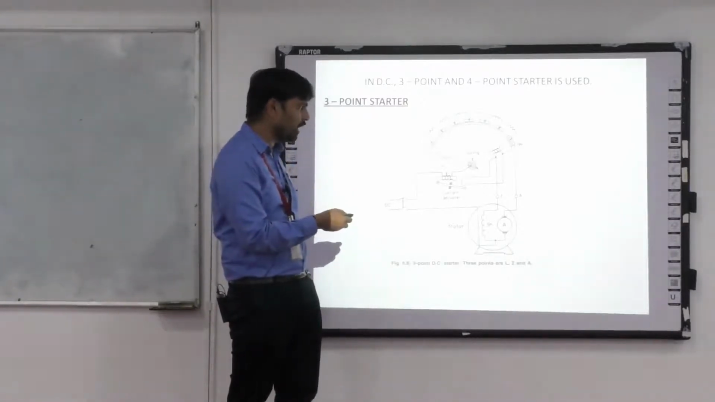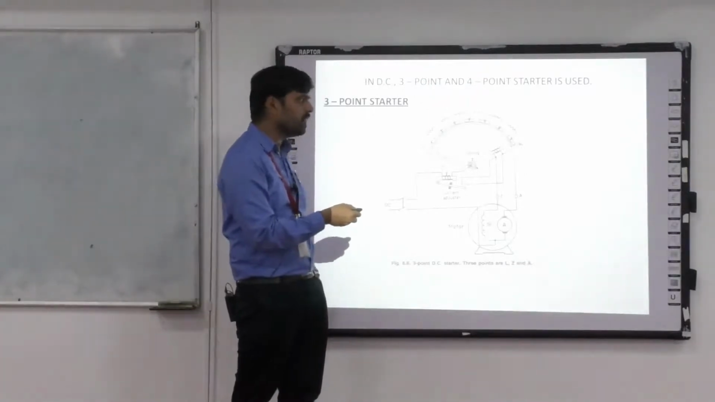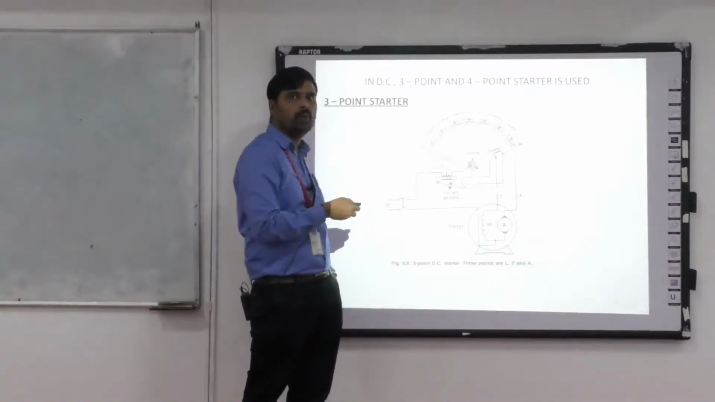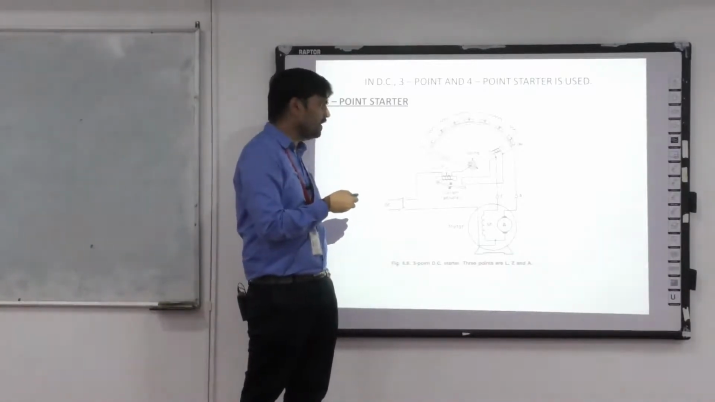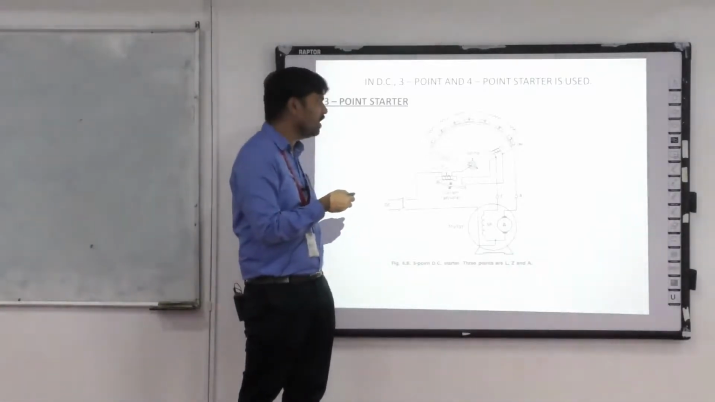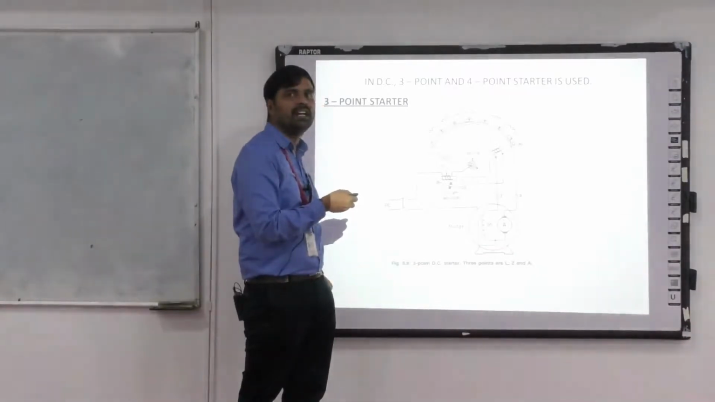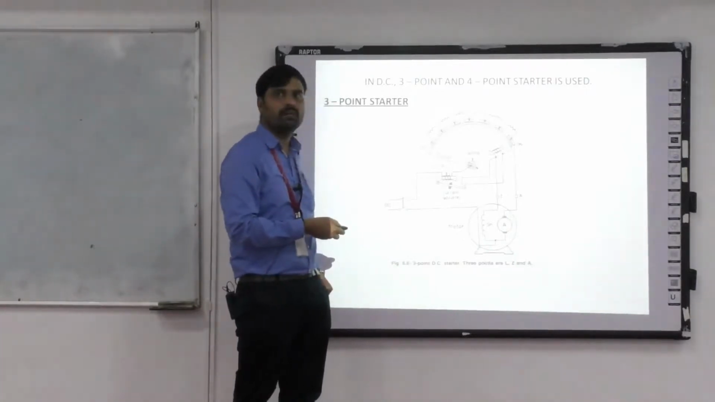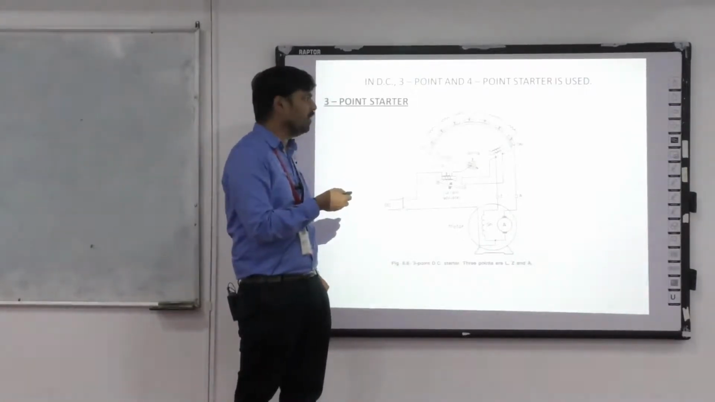After the overload relay coil, it goes to the spring. We have to move the handle against the spring action. When it is at this position, it is in the off position. When I touch the first stud, it is the on condition but with maximum resistance. Maximum resistance means minimum current only flows through this.